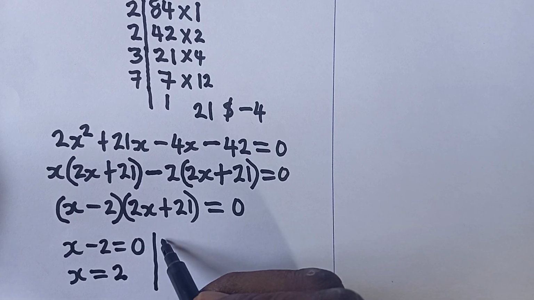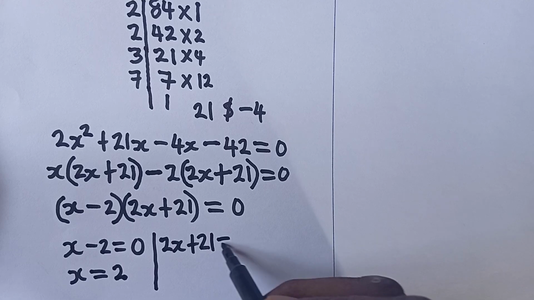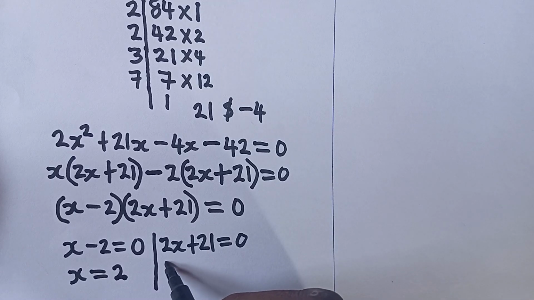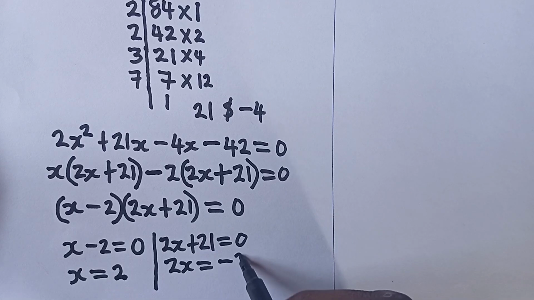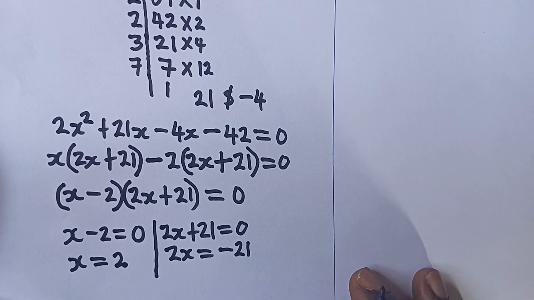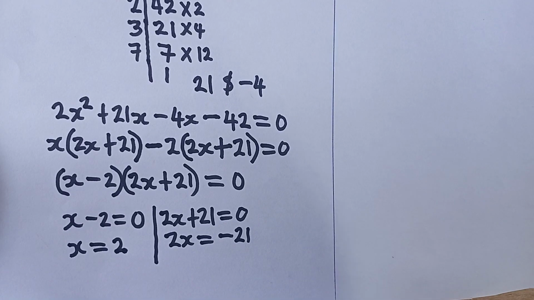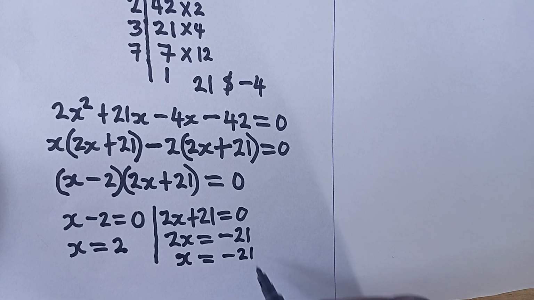Then similarly, this other bracket, 2x plus 21, we also equate it to 0. After equating it to 0, what we just need to do now is to write the 2x and then the positive 21 goes to the other side, it becomes a negative 21. So a negative 21 comes there. So now the next thing for us to do is to divide both sides by 2. So when we divide both sides by 2, here we'll be left with x, and then we'll say minus 21 divided by 2.